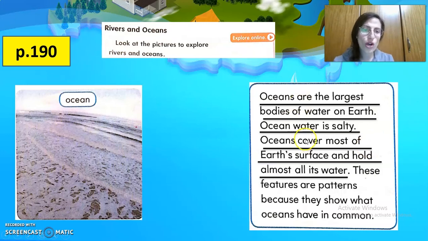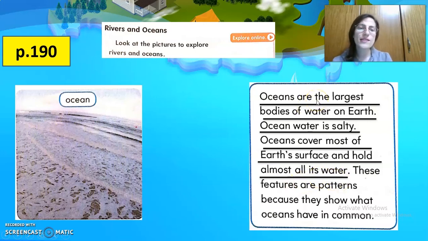And the ocean's water is what? Salty. The ocean's water is salty. Clear? Oceans, what else? They cover most of Earth's surface and hold almost all its water.